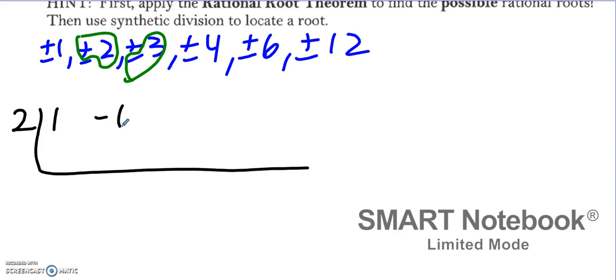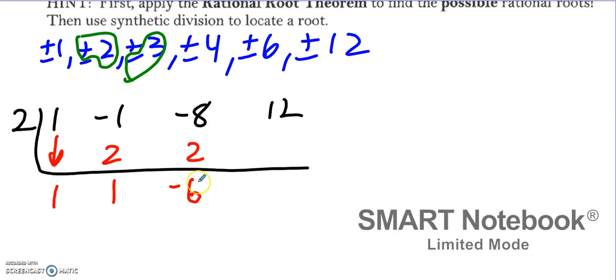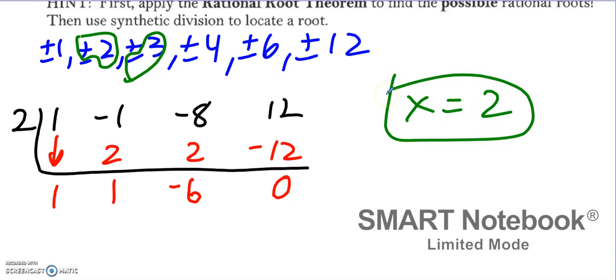Let me do 1, -1, -8, and 12. Now we can go ahead and bring this down. 2 times 1 is 2. -1 plus 2 is 1. 2 times 1 is 2. -8 plus 2 is -6. 2 times -6 is -12. 12 plus -12 is 0. Awesome. That confirms we know x equals 2 is one of our roots.